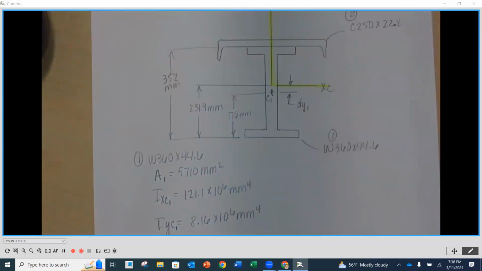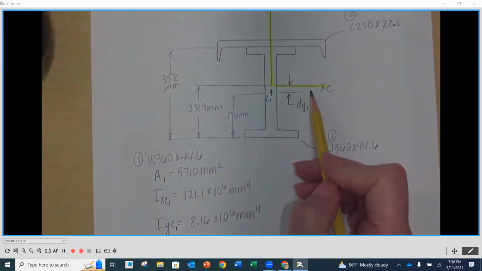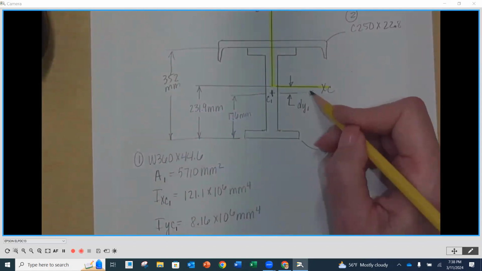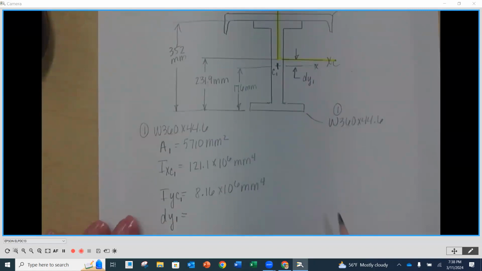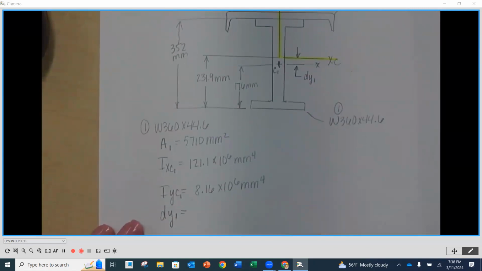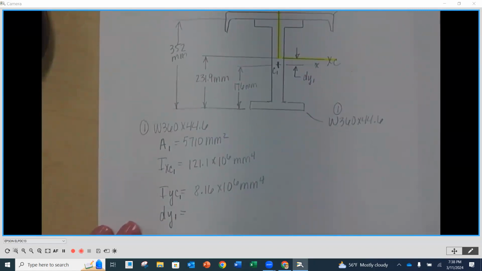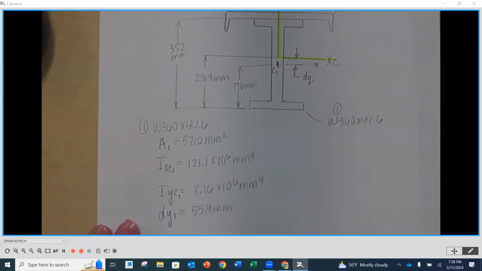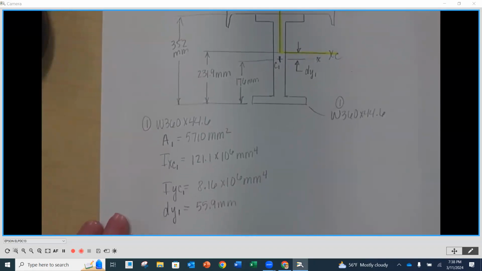And our D1 distance is the distance between the two parallel axes, which would be the axis 4. Say it again? 55.9, good. 55.9 millimeters. Anybody else get that? I didn't check it yet, but I'll trust Jack. James said he's good. Okay, cool. So that's what we need for that first shape.